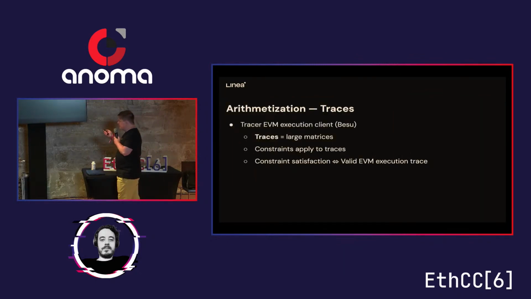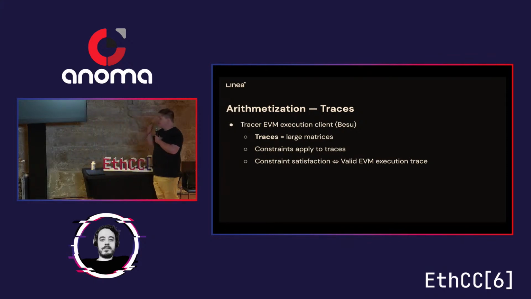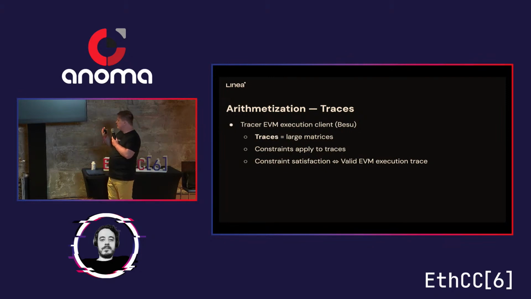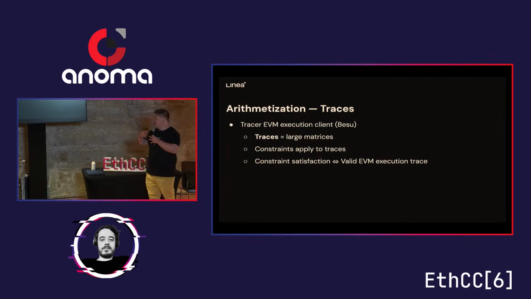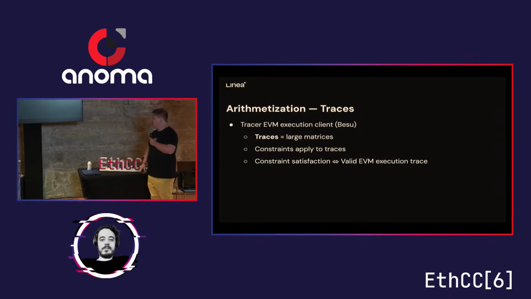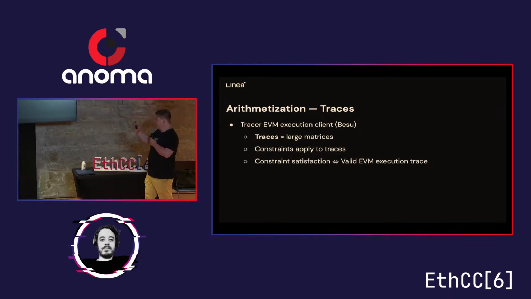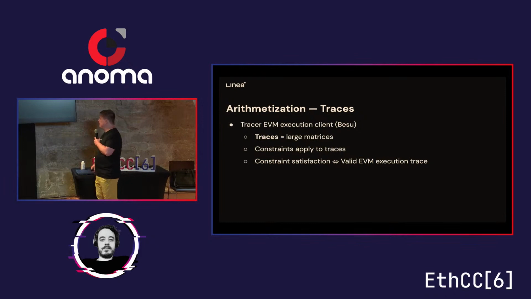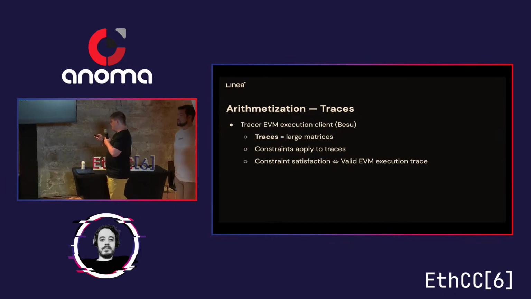But the other part of the arithmetization is trace production, because these constraints, these equalities, apply to something, and that something is traces. Traces are very large matrices which are computed as an execution client, in our case Besu, is running on these transactions. And as I said, they are the recipient of the constraints. Constraints apply to these traces.